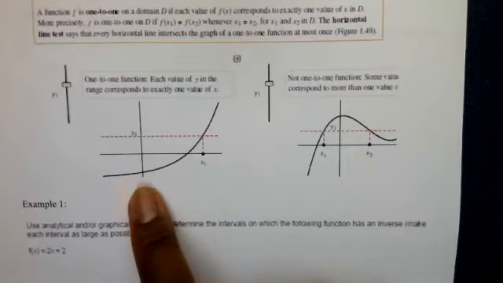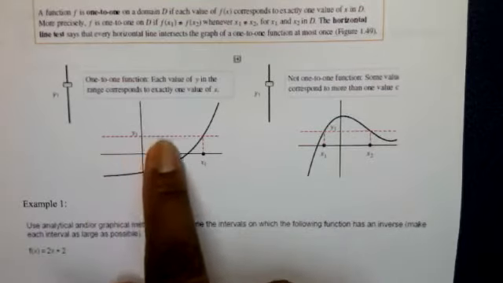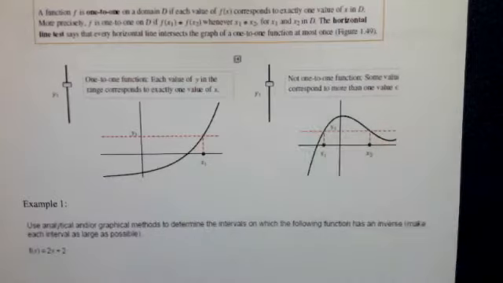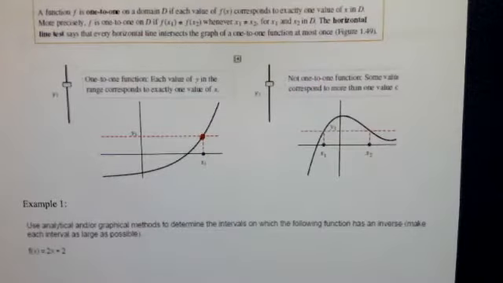The one on the left has a one-to-one function. Here's the graph, and this is the horizontal line. You can see it's crossing that graph at only 1 point. So that is considered to be one-to-one.